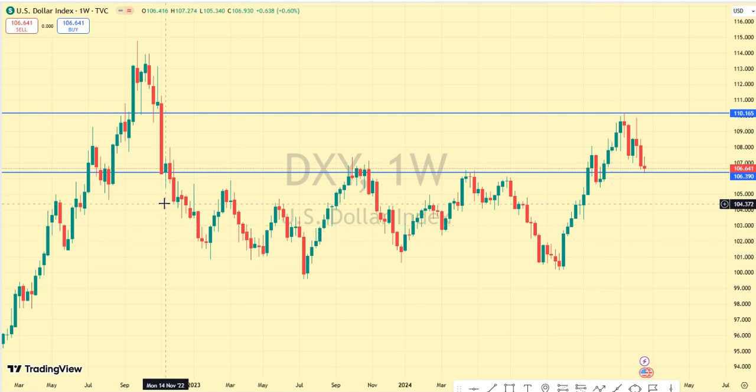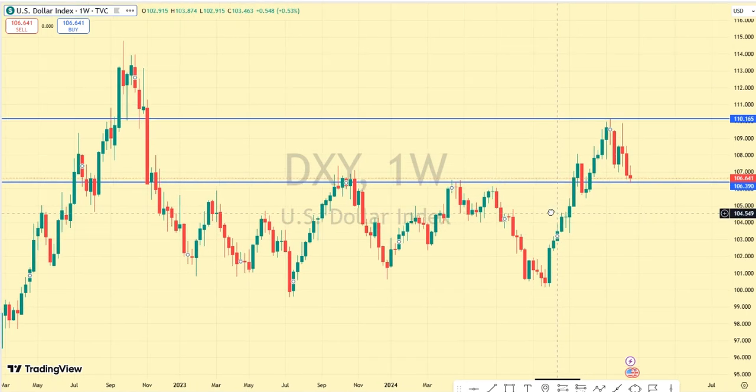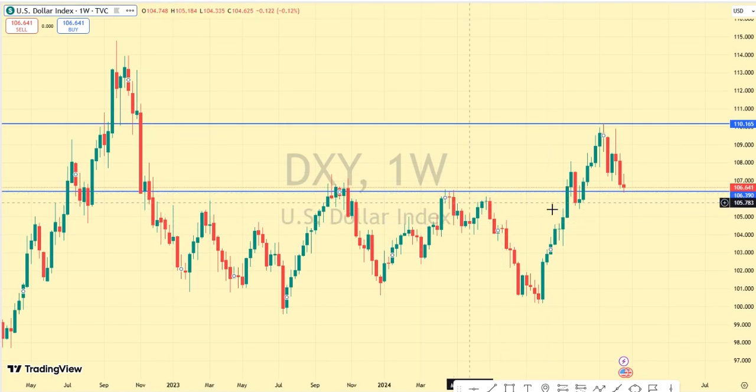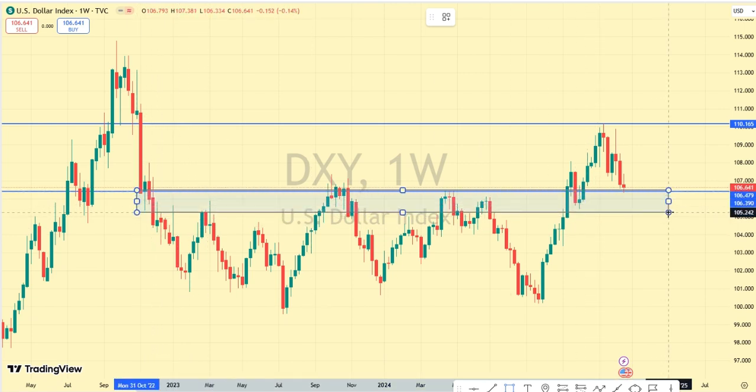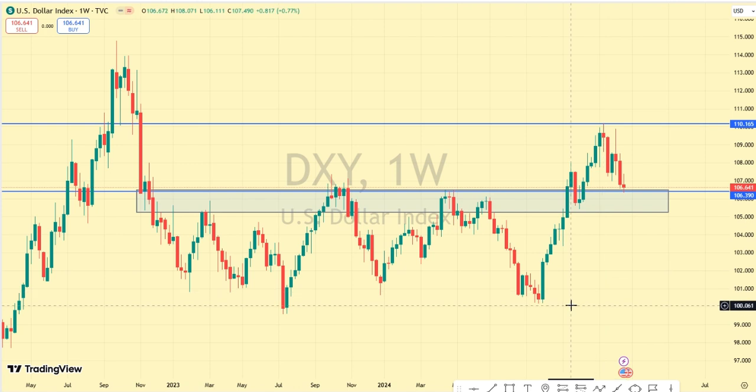The dollar index on the weekly chart still has an uptrend structure, and price is still on this support level. Price bounced off this support level, and we also have a resistance at this level and at this area, and we also have a support at this level.